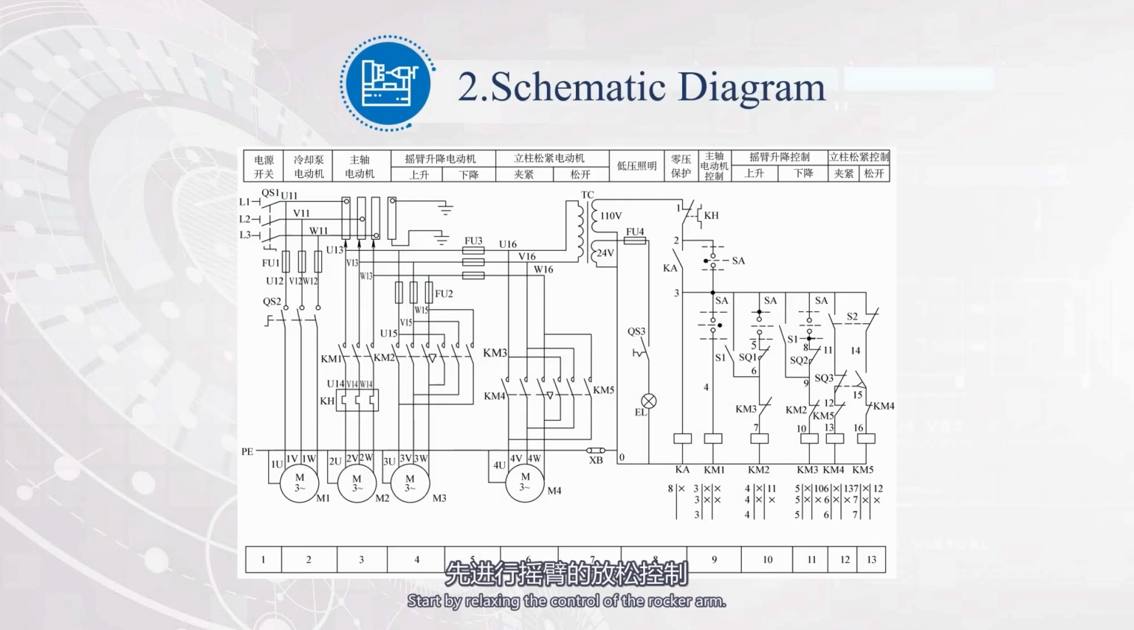Start by relaxing the control of the rocker arm. After the rocker arm is released, push the combination switch S1, and its normally open contact closes to prepare for tightening. At the same time, the rocker arm begins to rise.